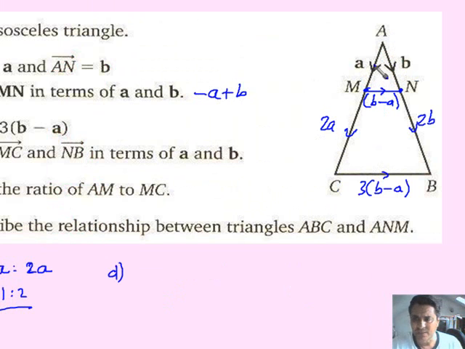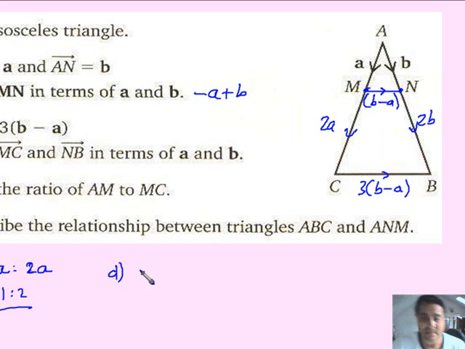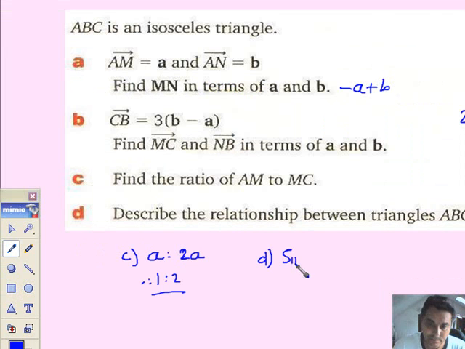By the way, AM to MC, yeah, that's a 1 to 3 ratio here. From A to N to A to B, 3b, so it's a 1 to 3 ratio. Look at this length here, b minus a, 3 lots of b minus a. They are similar triangles.